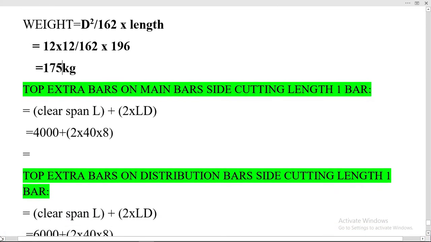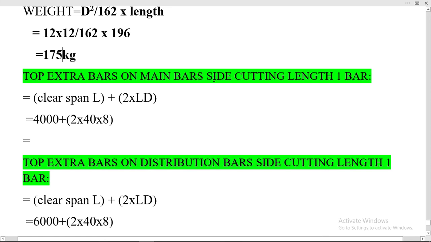Top extra bars on both sides. Top extra bars on the main bar side on the shorter span. On the main bar side, the cutting length of 1 bar will be clear span plus 2 development length. These bars are straight bars, so there is no need to add the bend length or deduct for bends. It's simple to calculate its cutting length.